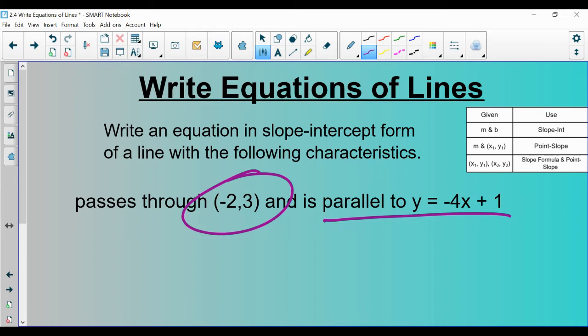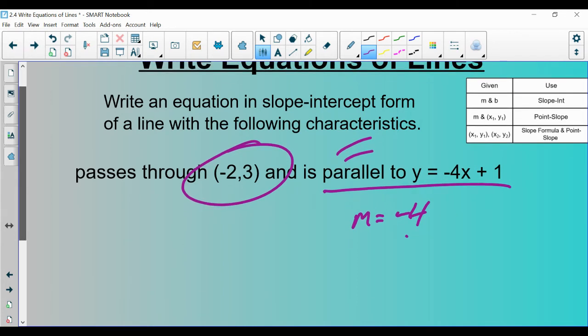All it does is require you to remember what it means to be parallel. Hopefully you guys remember from previous sections that parallel lines have the same slope. They have different y-intercepts, so we don't actually use this one at all. But we do say, okay, if it's parallel to y equals negative 4x plus 1, then this new line that we're trying to make also is going to have a slope of negative 4 because they're parallel. Parallel lines have the same slope. So now this is the point that I'm using. This is the slope. And I'm going to go ahead and write that equation.